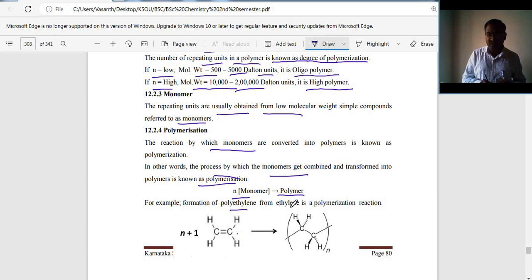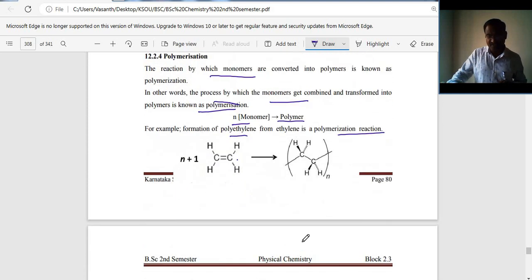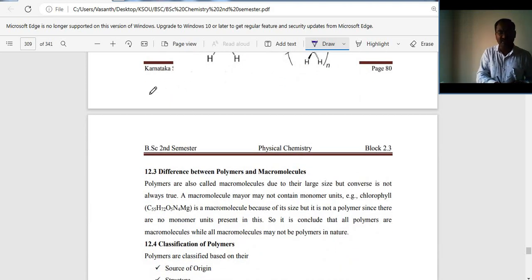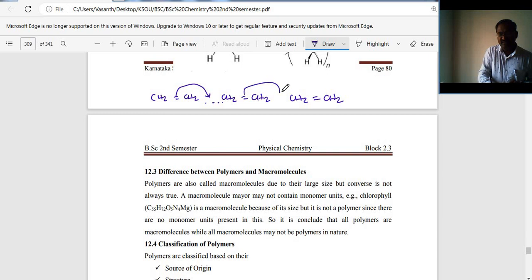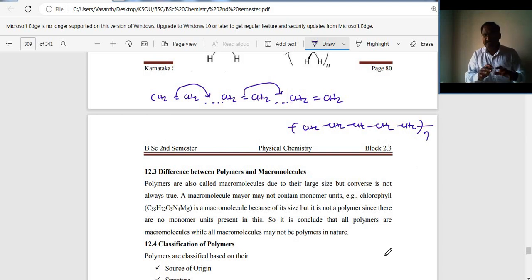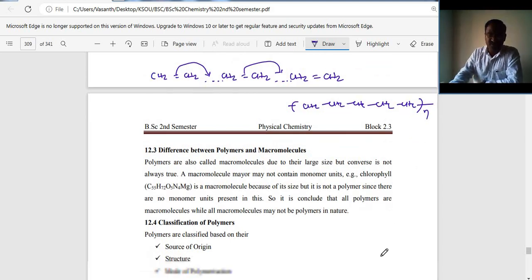For example, polythene. Polythene from ethene molecule under the polymerization reaction. Just here, the double bond is shifted. The process happens like that. Here, CH2 double bond CH2, CH2 double bond CH2, CH2 double bond CH2. Here, shifting of the pi bond between these carbon atoms leads to formation of a long chain molecule. CH2, CH2, CH2, CH2, like that. This is the polymer molecule.